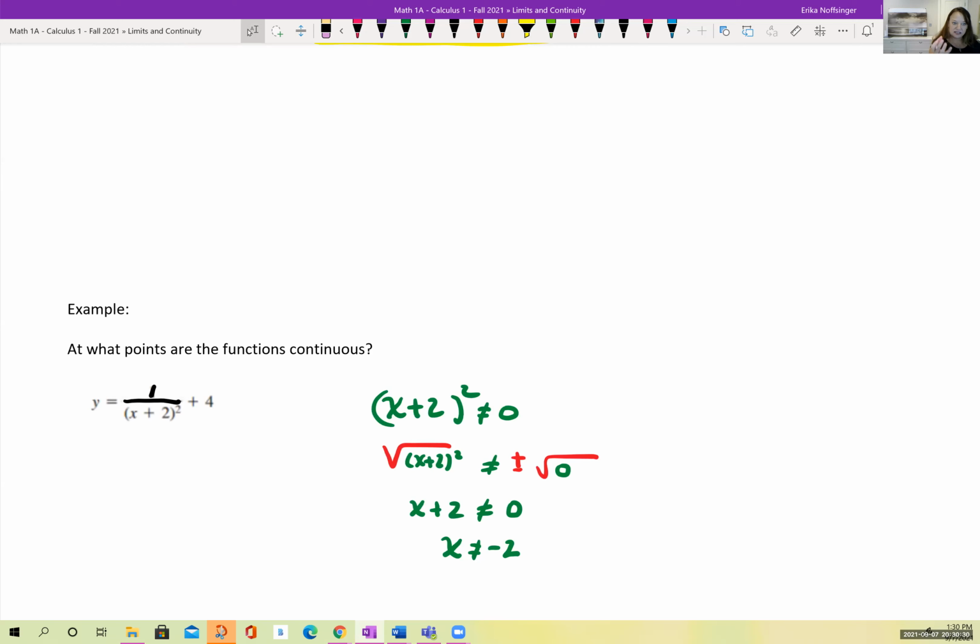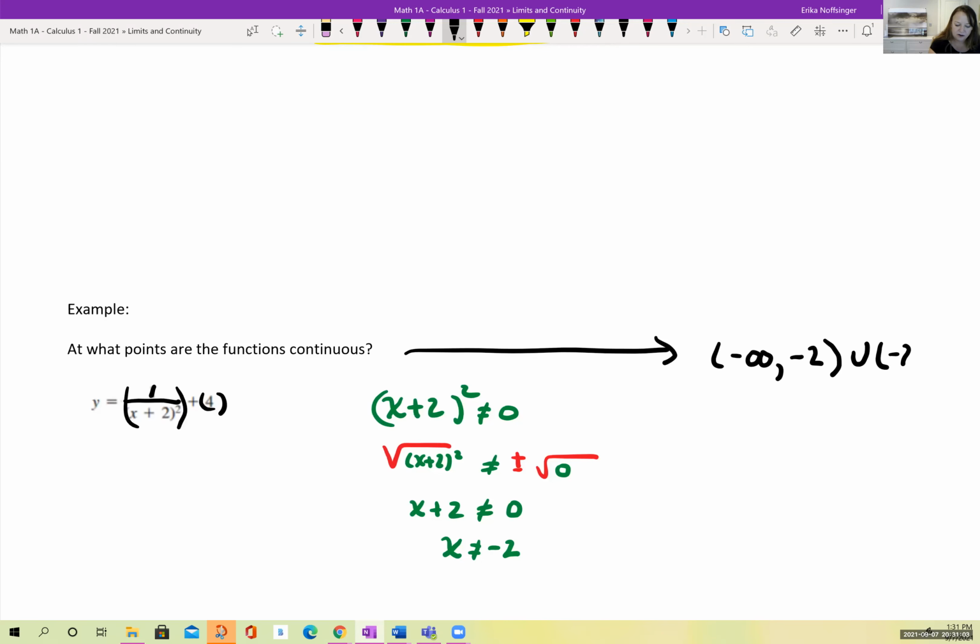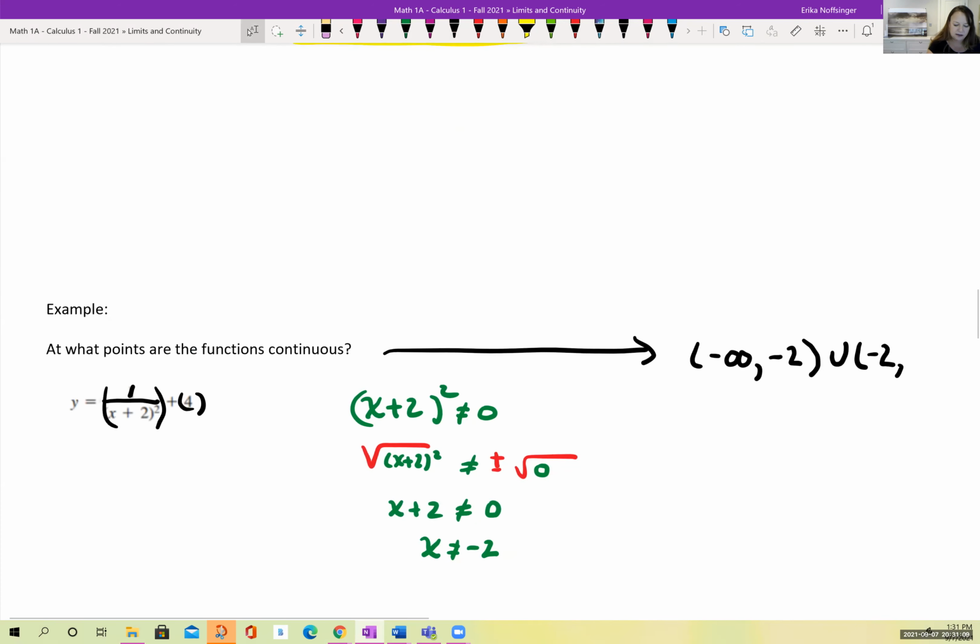And then it told me it's continuous if I have some continuous function plus some continuous function. I know the function 4 is always continuous; it's a horizontal line. Then the whole thing is going to be continuous. So the only thing we can't be is negative 2. When it's asking at what points the function is continuous, we're looking at everything from negative infinity up to negative 2, not including, so we put parentheses instead of a bracket. Union, all the x values from negative 2, not including, so a parenthesis, to infinity.